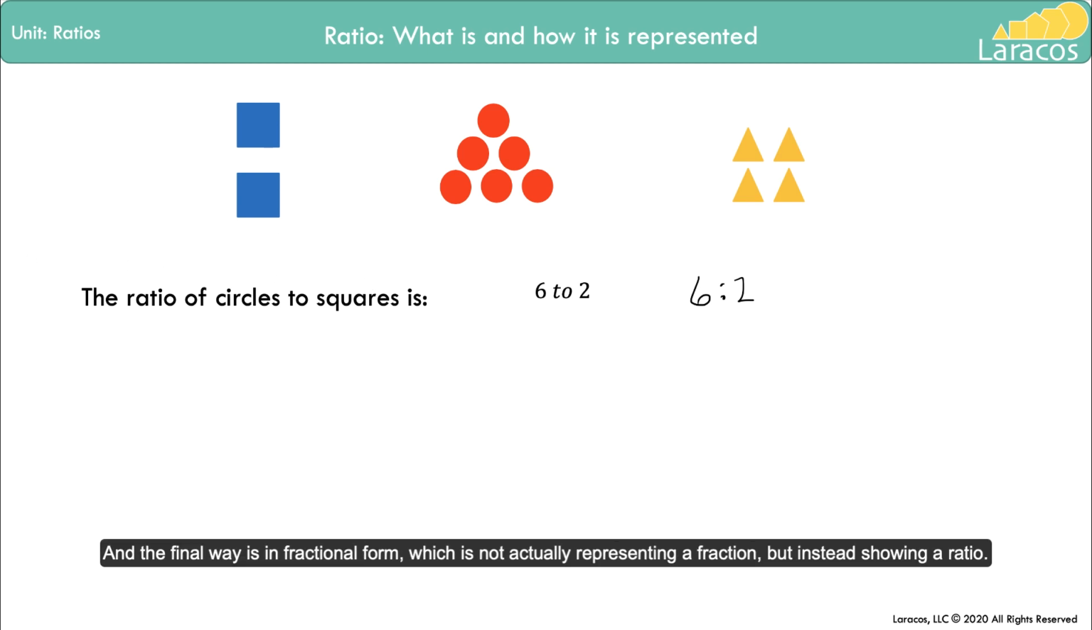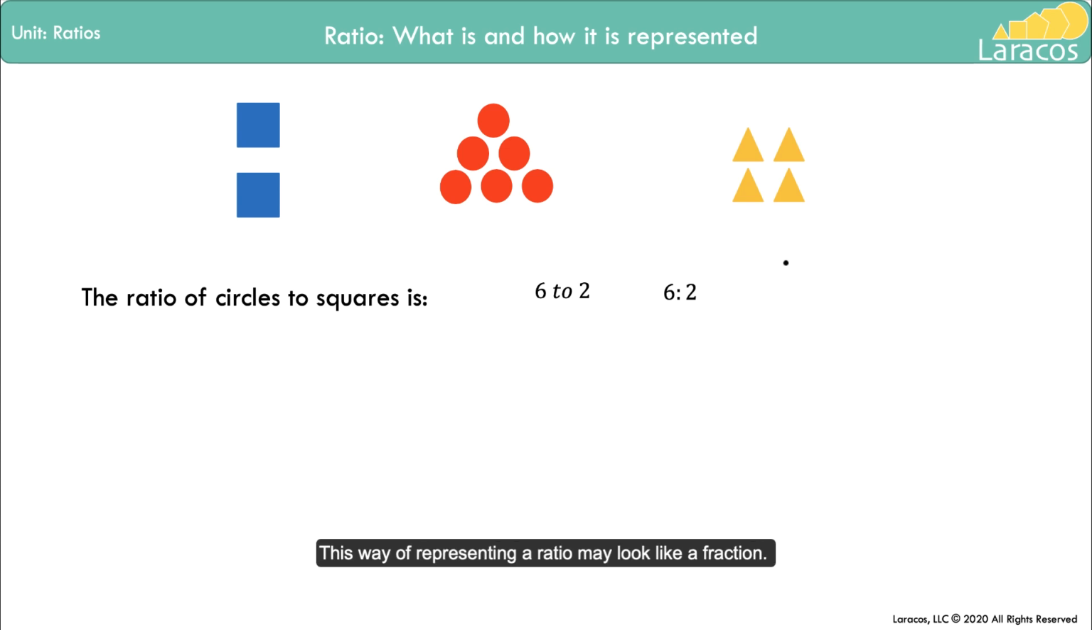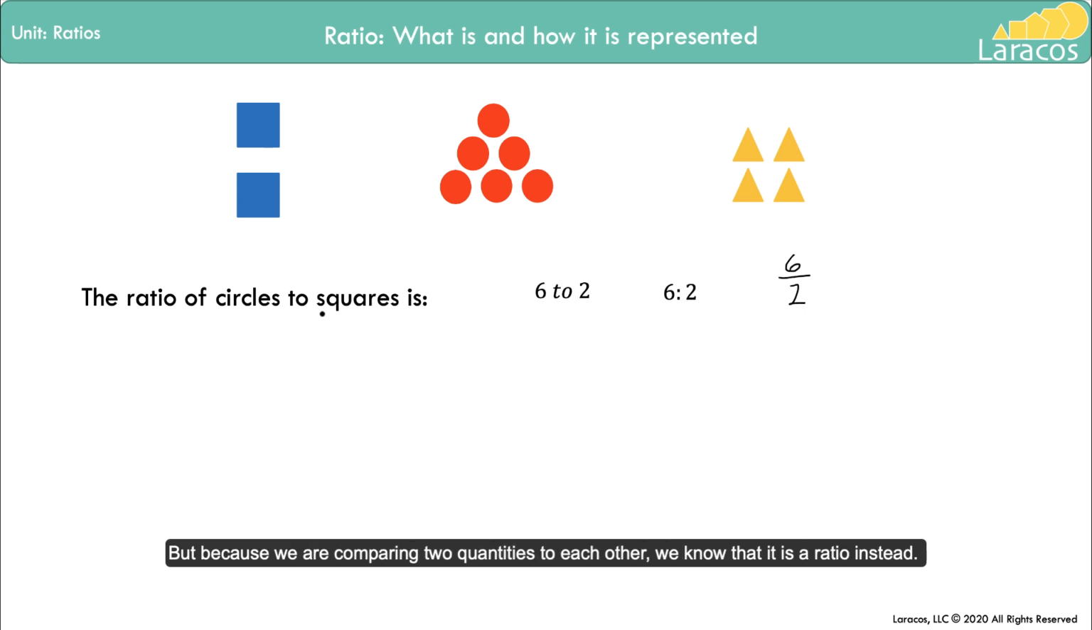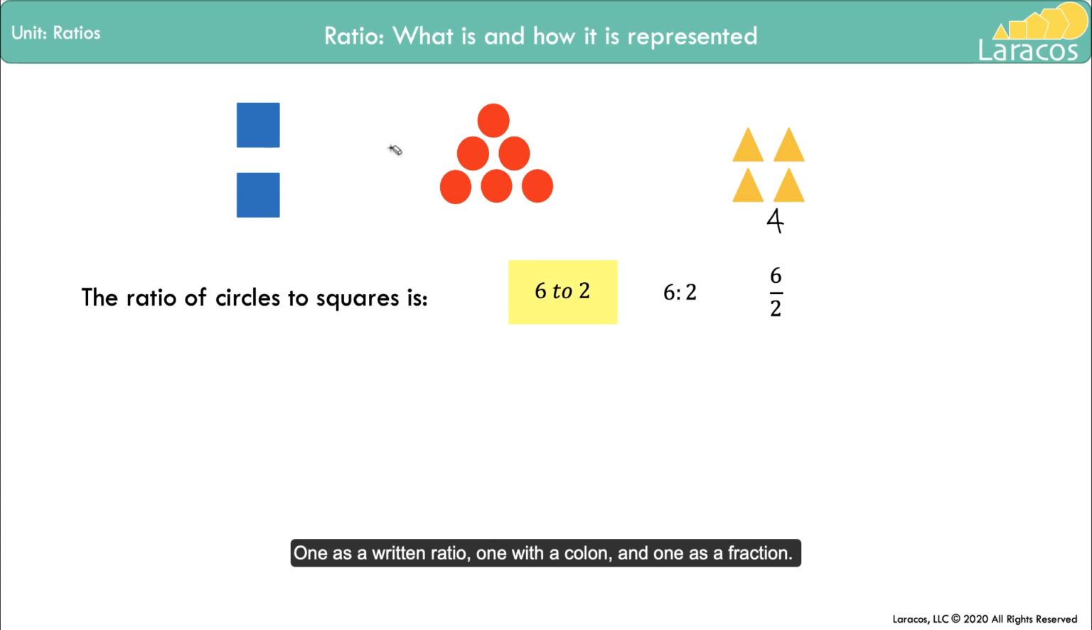And the final way is in fractional form, which is not actually representing a fraction, but instead showing a ratio. Again, since we are talking about 6 circles and 2 squares, we would put 6 over 2. This way of representing a ratio may look like a fraction, but because we are comparing two quantities to each other, we know that it is a ratio instead. Alright, here we have an example of the 3 ways ratios can be expressed. One as a written ratio, one with a colon, and one as a fraction.